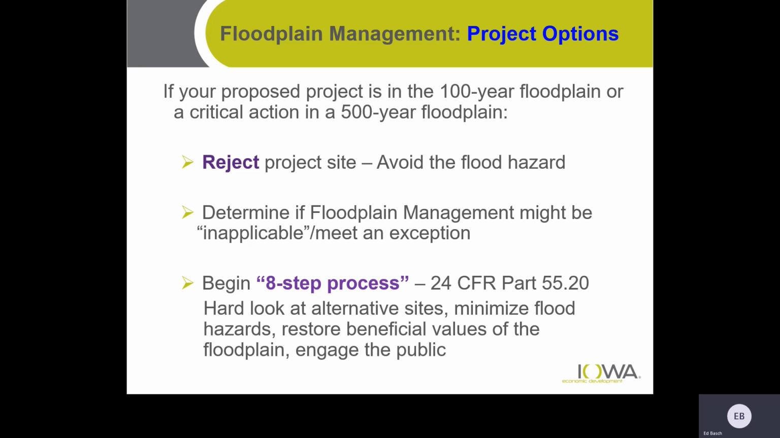If your project is in a 100-year floodplain, or it's a critical action in a 500-year floodplain, you've got three choices basically. You can reject the project site, avoid the flood hazard completely, and look for a different location. You can determine if your floodplain management might be inapplicable and meet an exception. We will go over those, and they are very few. Or go through the 8-step process and take a look at alternatives and how to minimize flood hazards and restore the floodplain if there should be any change made to it.